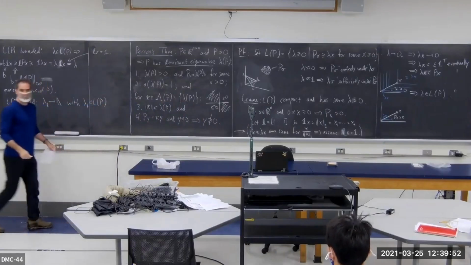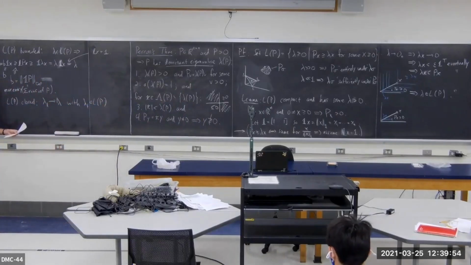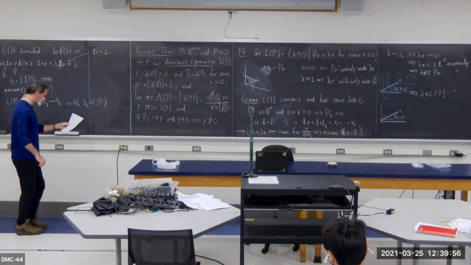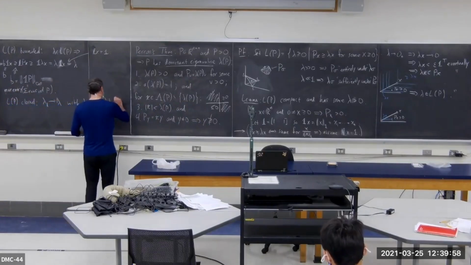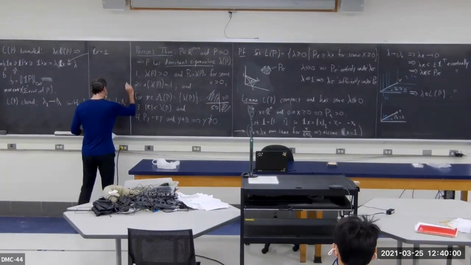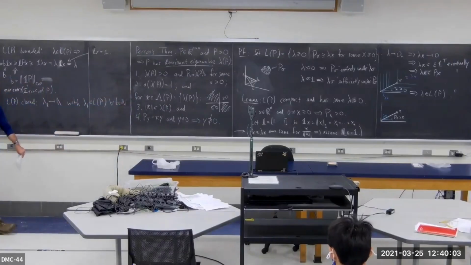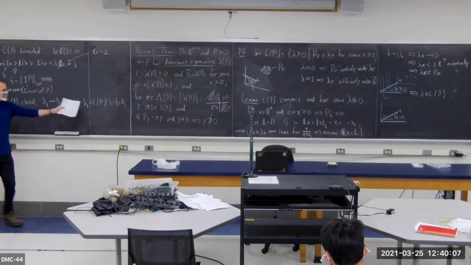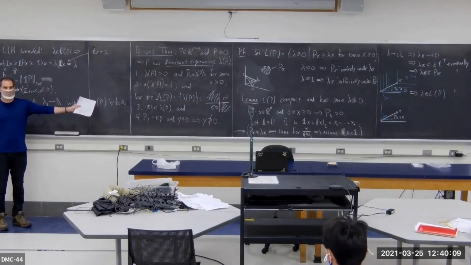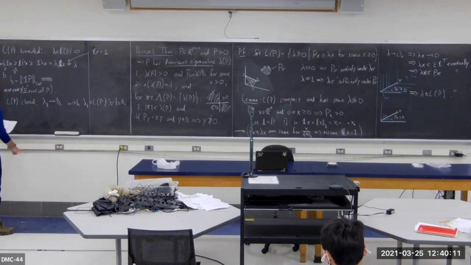Oh, much better. Okay, so you have a sequence of these things converging to lambda. What conclusion do I want to make? Yeah, I want lambda to be in L of P. Okay.